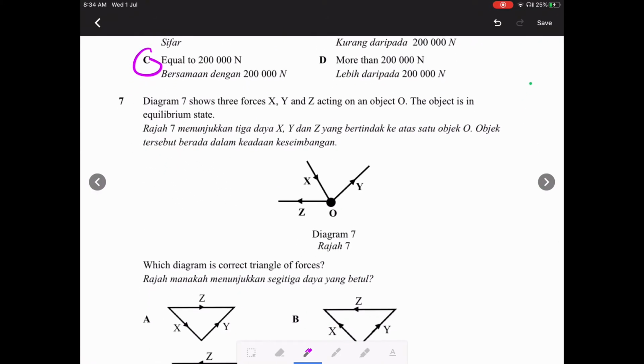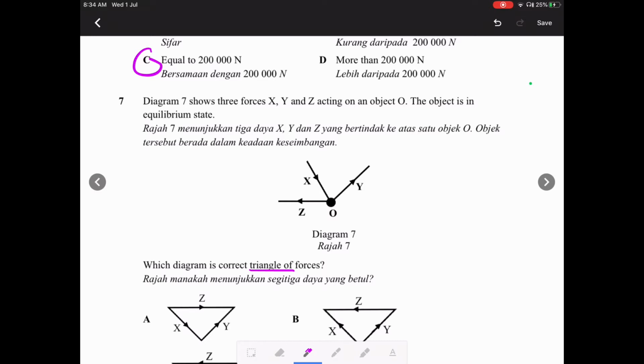Okay, kemudian number 7. Diagram shows 3 forces, X, Y, and Z, acting on an object O. The object is in equilibrium state. Okay, sekali lagi dia maklumkan dia berada dalam keadaan keseimbangan. So, bila dia sebut what is the correct triangle of forces, okay? So, you kena bentukkan segitiga.